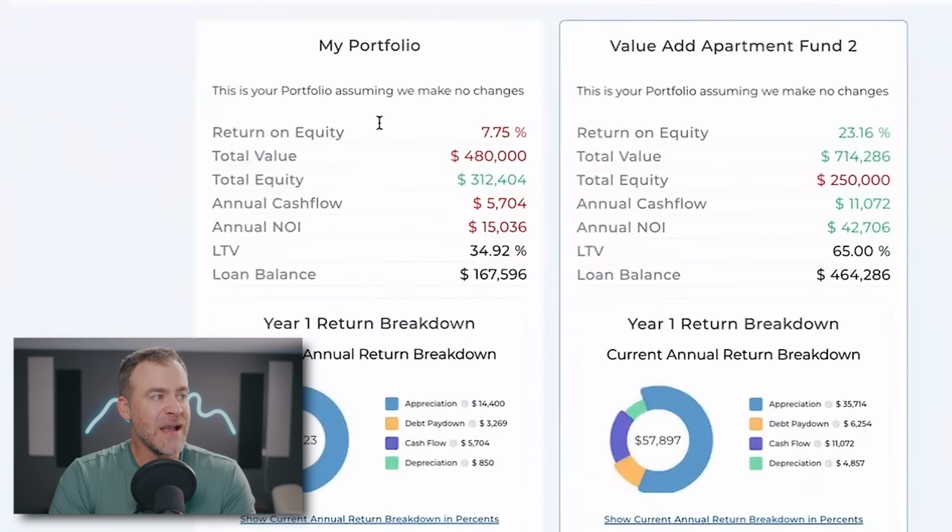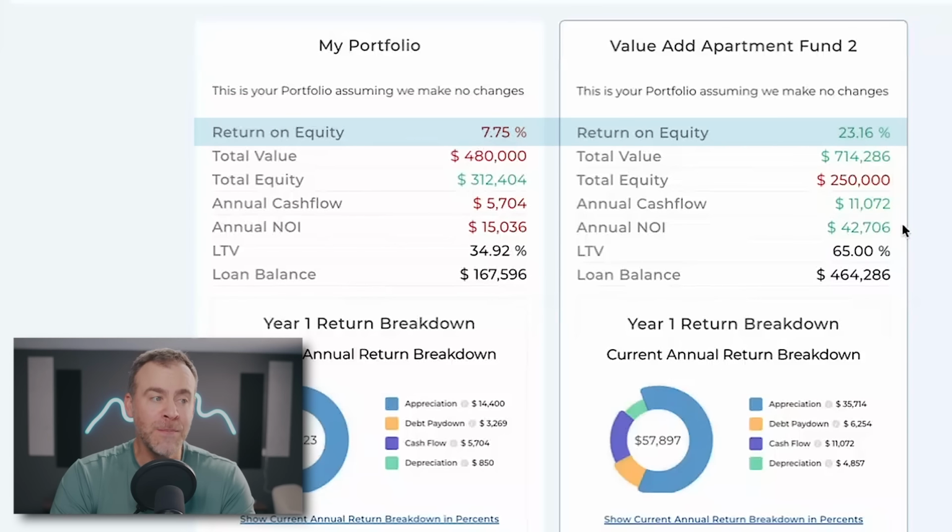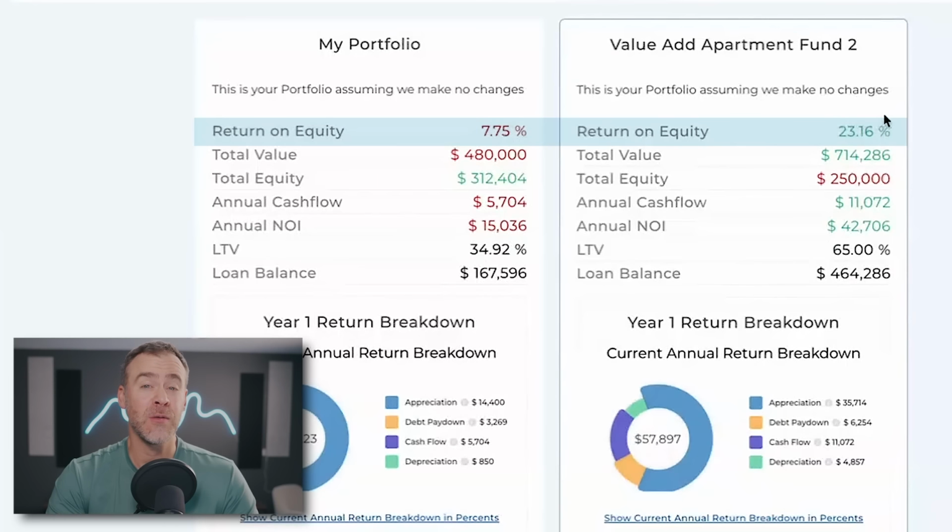So on the left-hand side here, we have this current rental showing the 7.75% return on equity. Now in the new investment, he should be making around a 23% return on equity. So almost a 3x increase to return on equity. Now, those are the types of returns on equity we saw back in the 2010s when people were doing 1031 trade-ups and cash out refinances. Those are the numbers as real estate investors that we want to see.